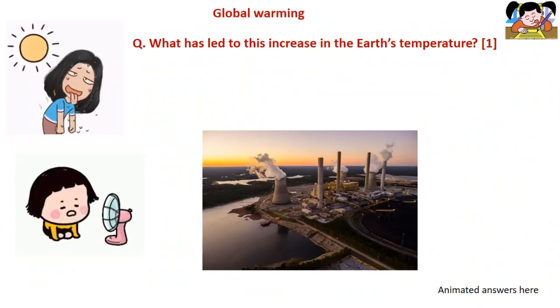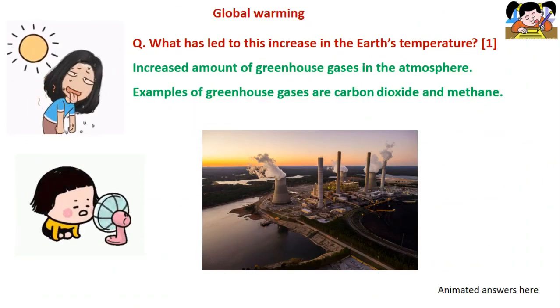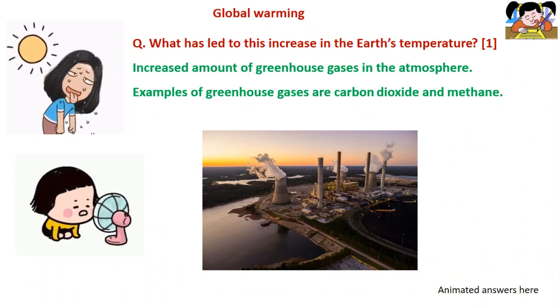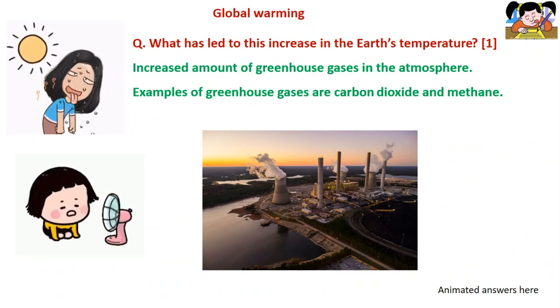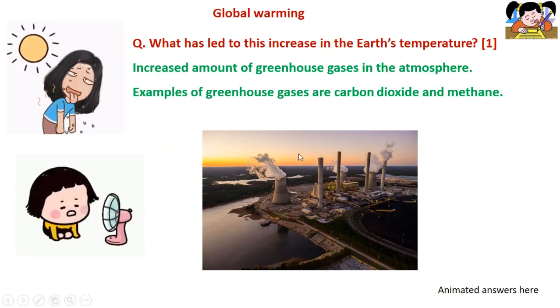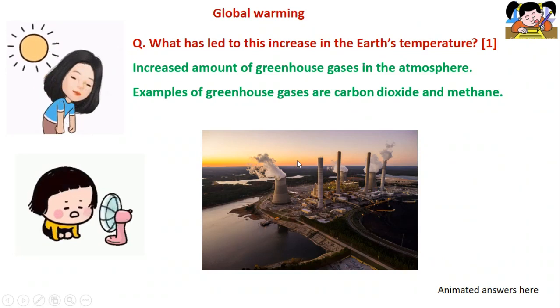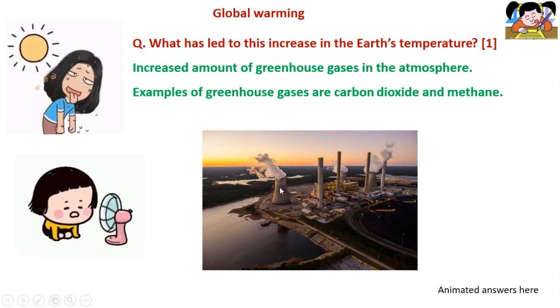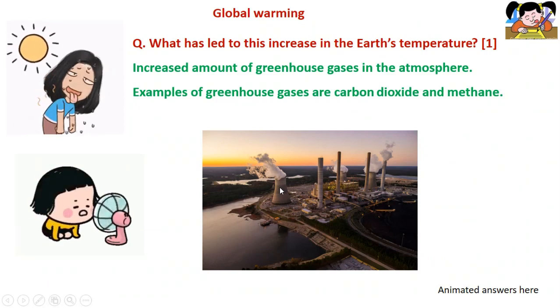Now, the question is, what has led to this increase in the Earth's temperature? It is because of the increased amount of greenhouse gases in our atmosphere. Examples of greenhouse gases are carbon dioxide and methane. Below it, you can see an image showing that greenhouse gases are being released into the atmosphere. This is a power station which is releasing a lot of greenhouse gases into the atmosphere, and this has contributed to the increase in the Earth's surface temperature.